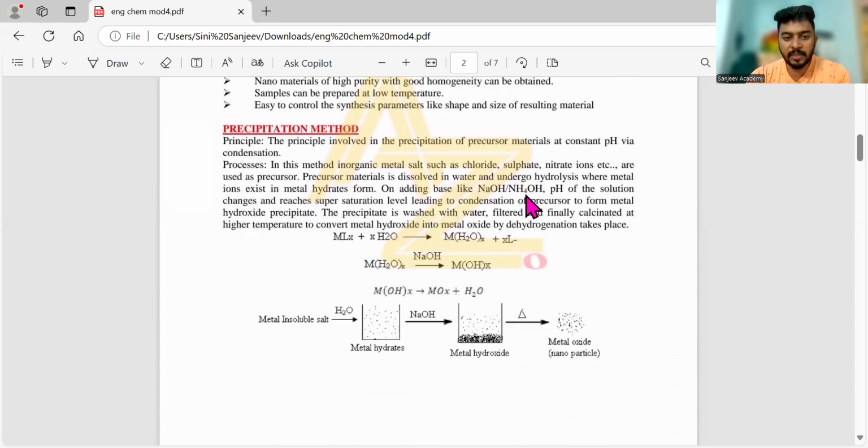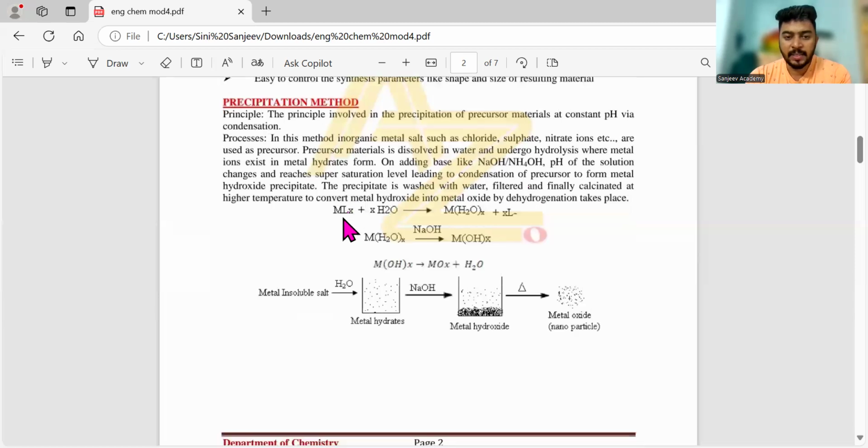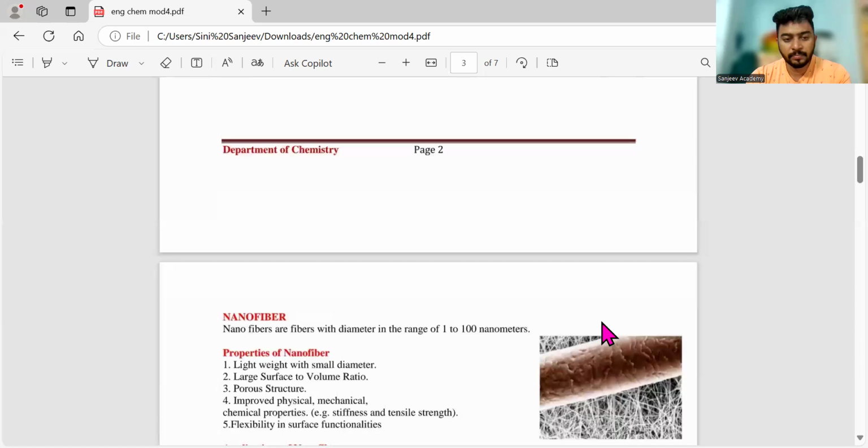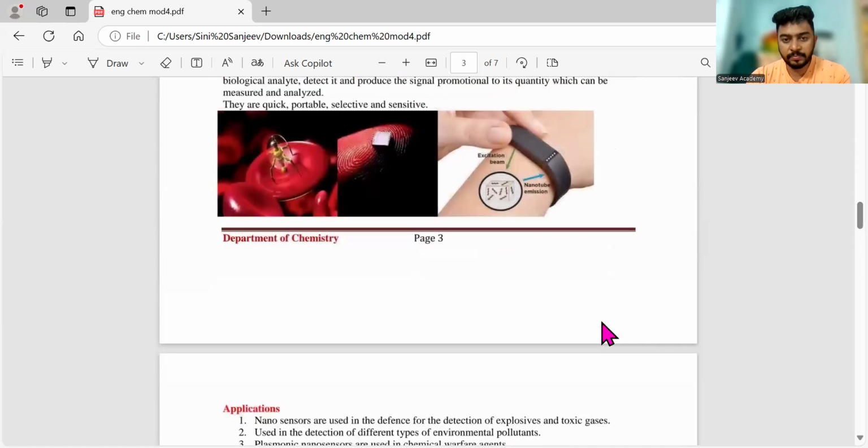Then another preparation method is the precipitation method. Same thing, the metal with water. Then what I will be doing? You can see here, the metal insoluble salt with the metal hydrides is treated with sodium hydroxide to form what? Metal hydroxide. Like if the metal is Na, then NaOH, and again it is heated to form nanoparticle. That's the thing. Nanofiber I just now discussed.